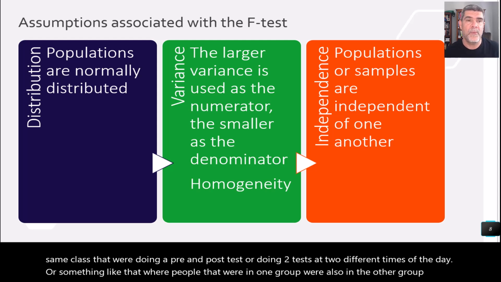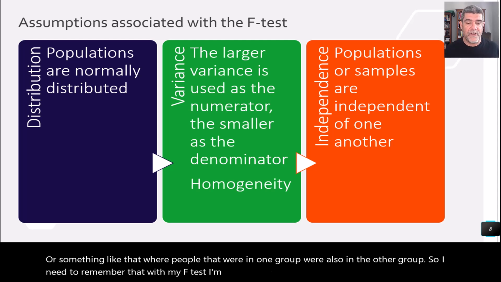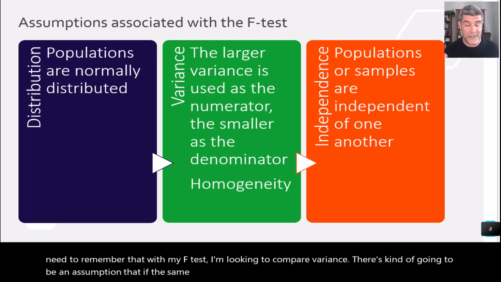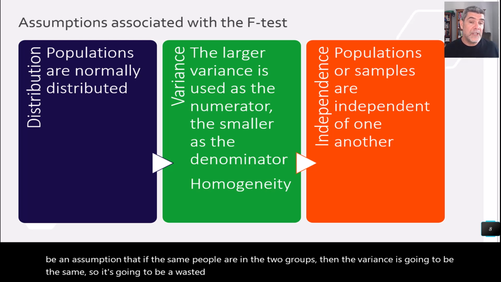So I need to remember that with my F-test, I'm looking to compare variance. There's kind of going to be an assumption that if the same people are in the two groups, then the variance is going to be the same. So it's going to be a wasted exercise. So I do need to make sure that my samples are independent of one another.